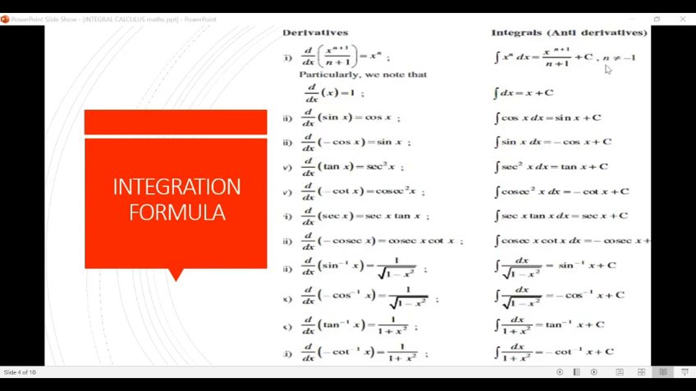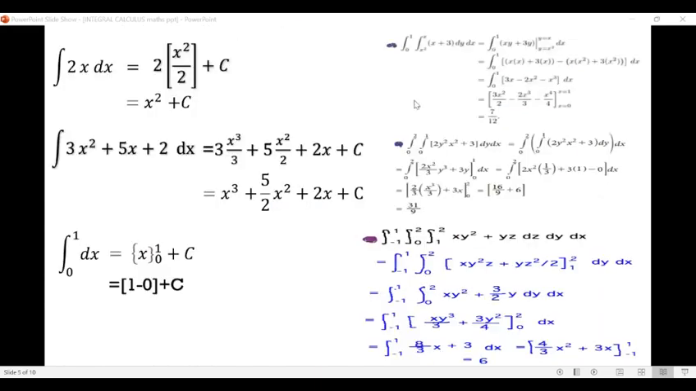Here one condition is given: n should not be equal to minus 1. If we put minus 1 here, you will get minus 1 plus 1, which is 0, and this whole integration will become infinite. So n should not be equal to minus 1. Like that you have to go through all of these formulas to solve the upcoming numericals. Basically, these formulas are going to be used in your integration for solving any kind of engineering problems.